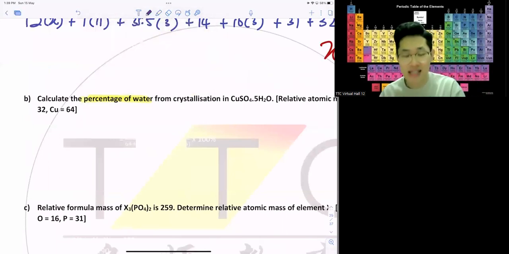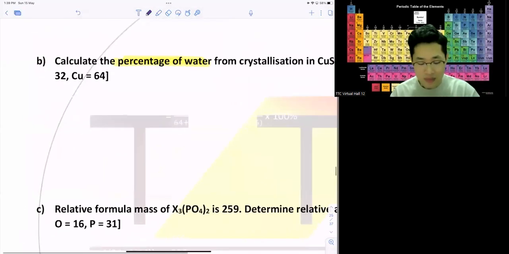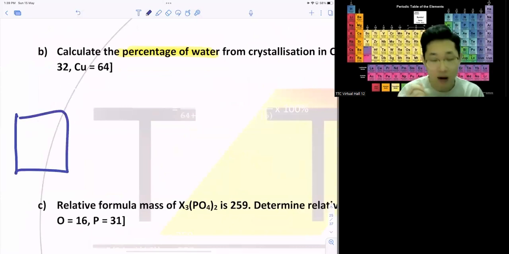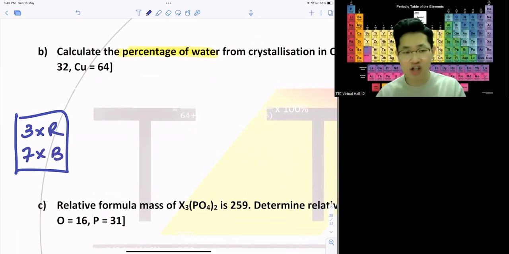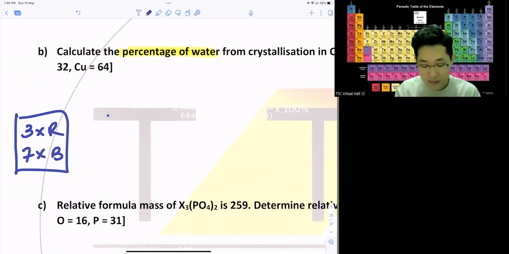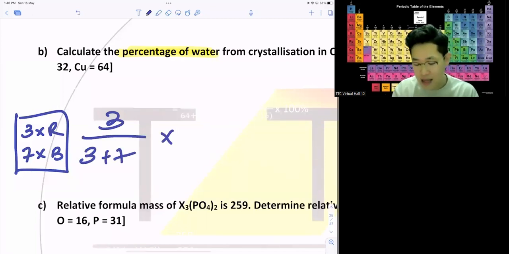How to calculate percentage? It is the same as your maths. Let's say I have a pencil box that comes with 3 red pens and 7 of them are blue pens. So what is the percentage of red pen? If my pencil box has 10 pens, the percentage of the red pen will be 30%. How to get 30%? 3 divided by the total, right? 3 plus 7, times 100.